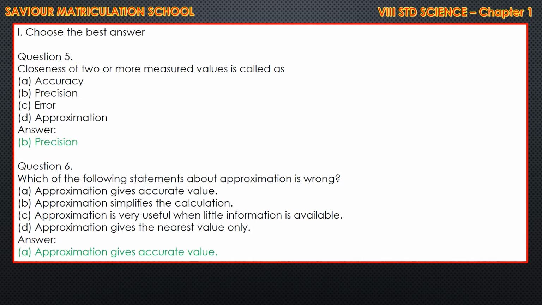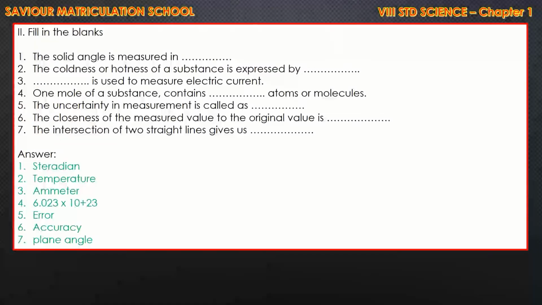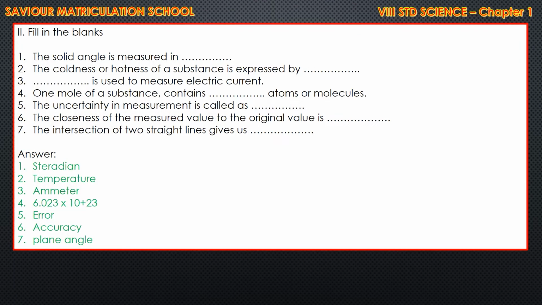And sixth one, which one of the following statement is wrong? Option A is the correct one. Approximation gives accurate value. Let us go for fill up. Take pencils and mark down the spellings. I'll say the spellings also for that.